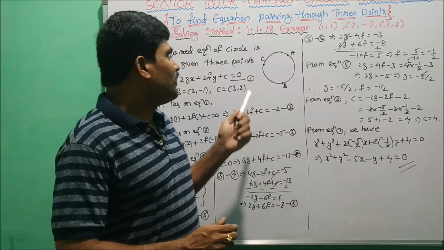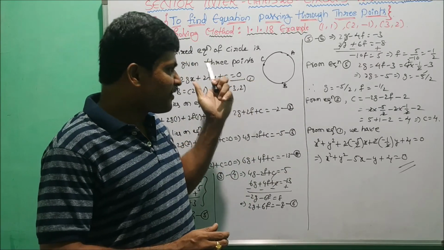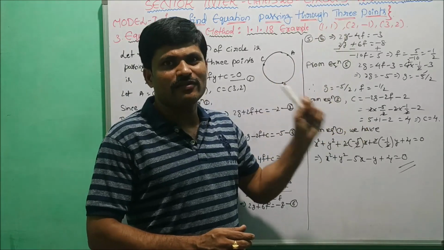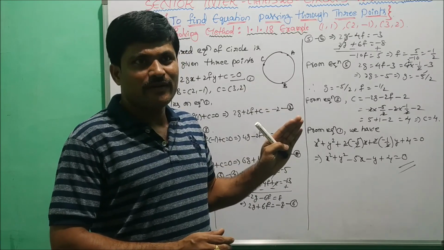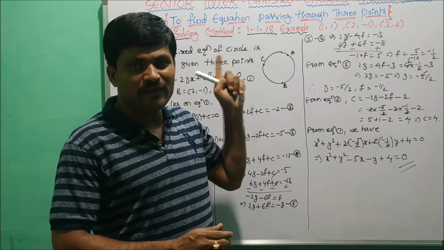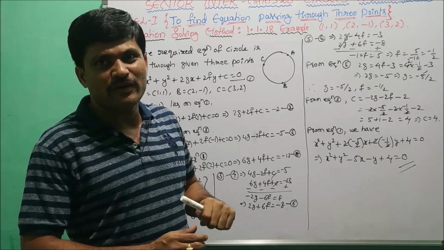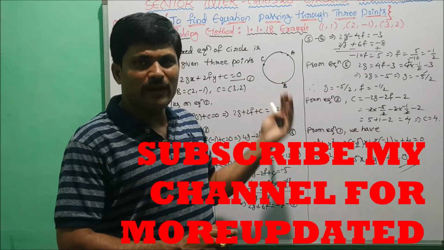So this is the procedure for the equation solving method. Now using the same procedure, solve the remaining sums in exercise 1A. So this is a very easy method. The first method, the circumcenter method, is also a very easy method. Next one is the equation solving method. Use these two methods to solve the remaining problems.